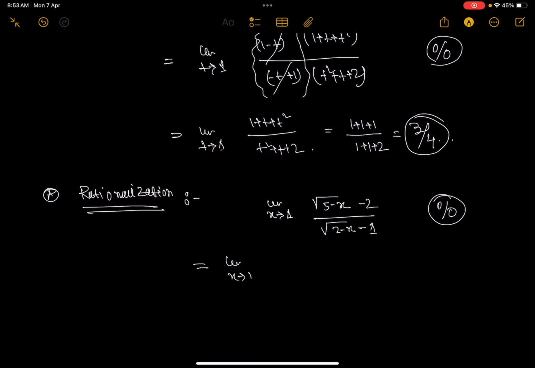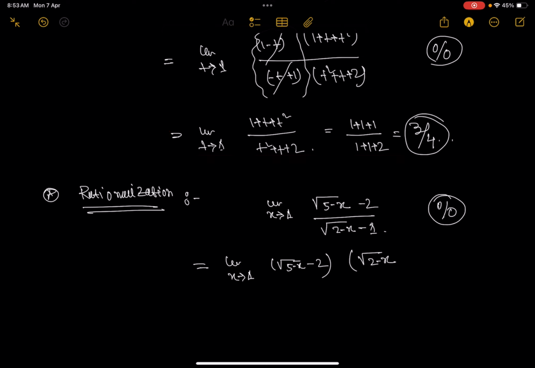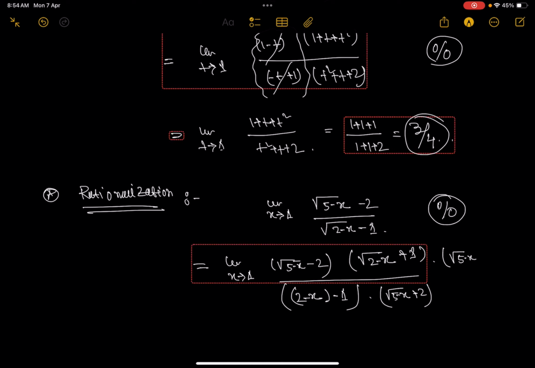Rationalization form, limit x tends to 1. At first, the denominator part. So root of 5 minus x minus 2, into, for the denominator 2 minus x minus 1, the rationalization is root of 2 minus x plus 1. Divided by root of 2 minus x minus 1, into root of 2 minus x plus 1. For this rationalization part, square root of 5 minus x plus 2, into square root of 5 minus x plus 2.